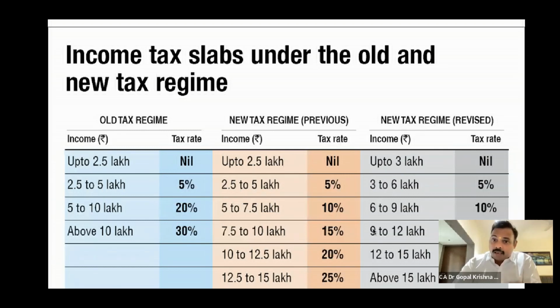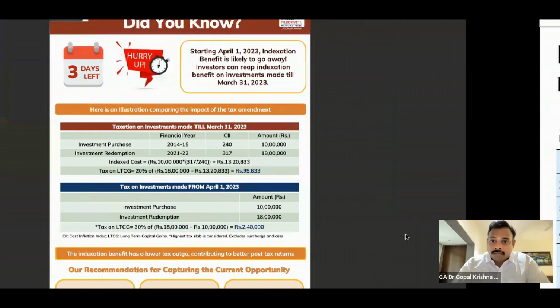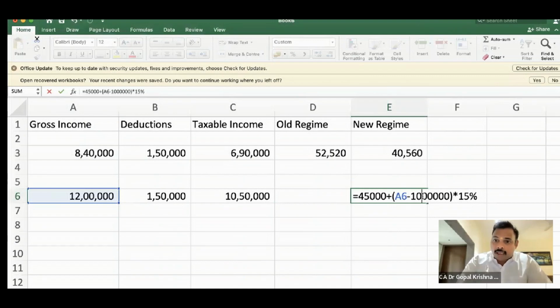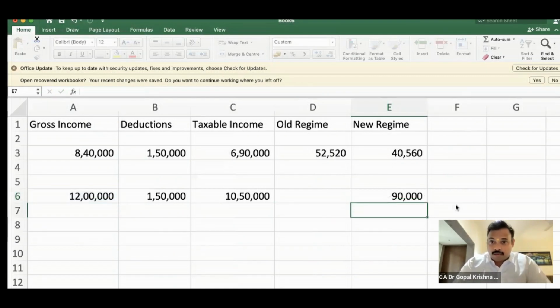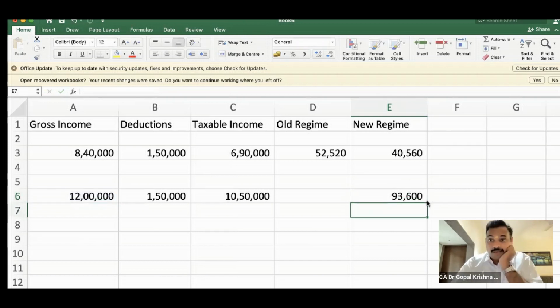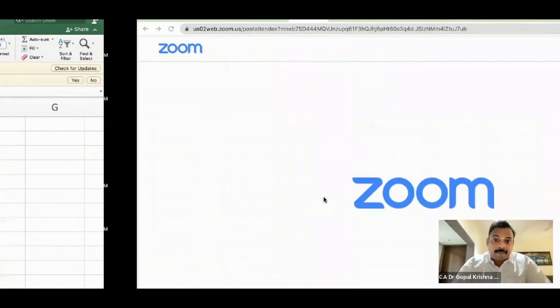So 45,000. And this is between your 12 lakhs, sorry, minus 9 lakhs, which is 3 lakhs, at 15%, which comes to 90,000. On 90,000, I will apply 4%, which gives 93,600. Now let me find the tax for 10,50,000 under the new slab.